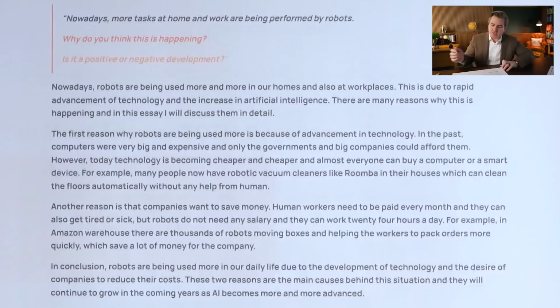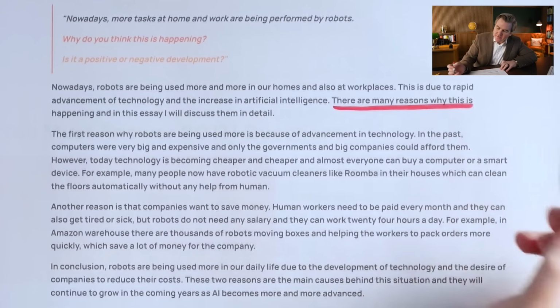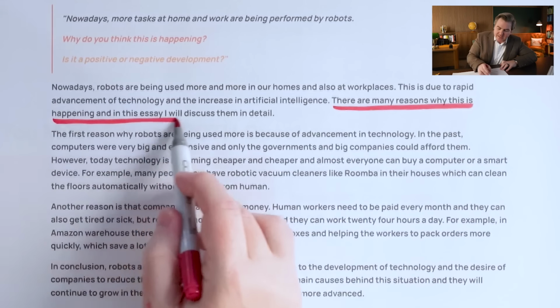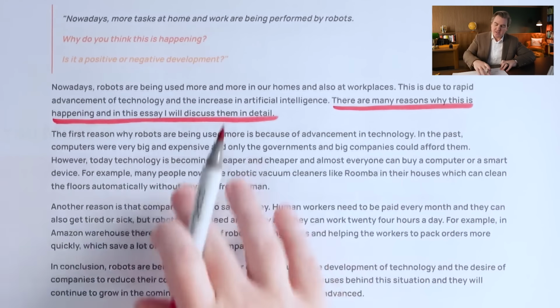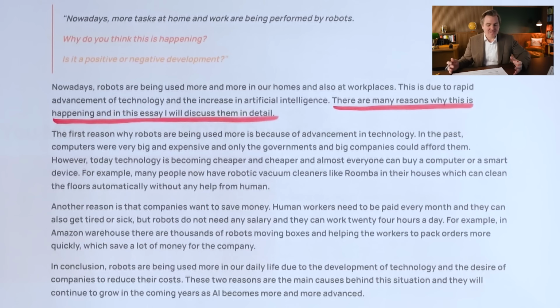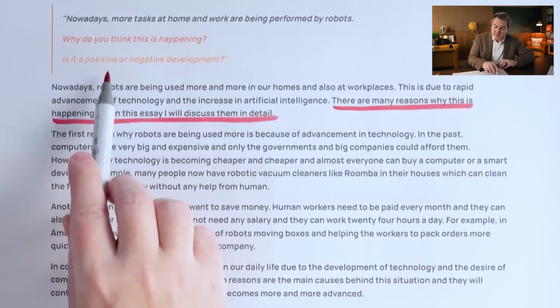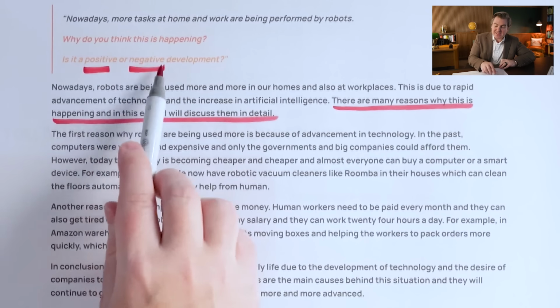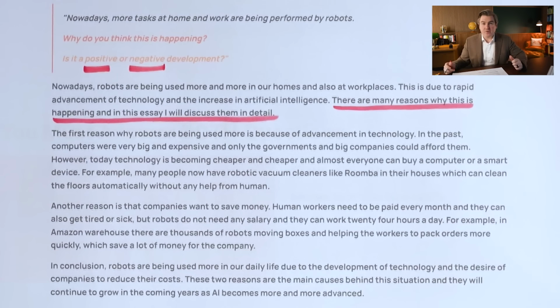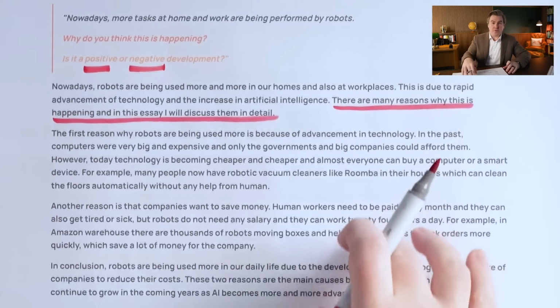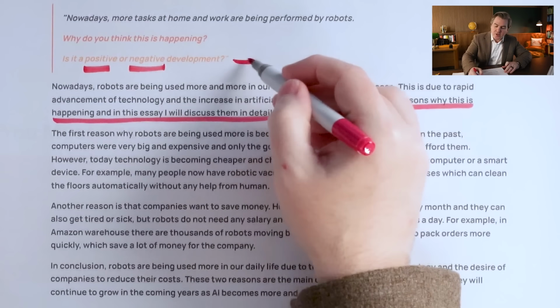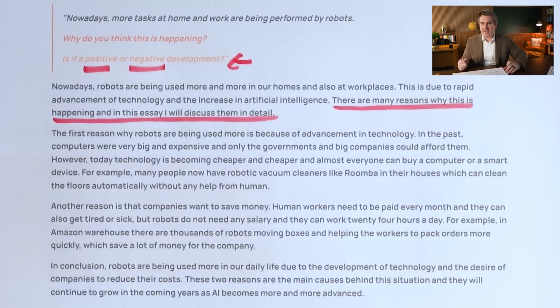So the first problem is there's no position. So they say things like, there are many reasons why this is happening, and in this essay I will discuss them in detail, but then they don't really go into that. And if you see what it says in the question, is it positive? Is it negative? The examiner has no idea. The examiner should be able to look at your essay and understand your position on that question. The student just hasn't said anything.